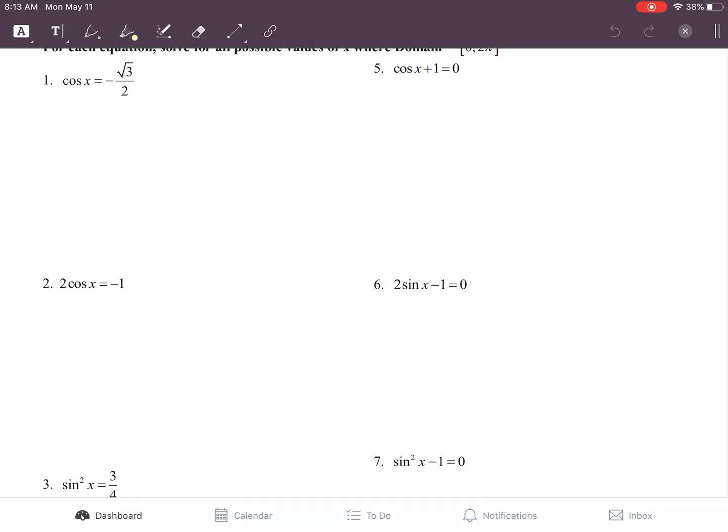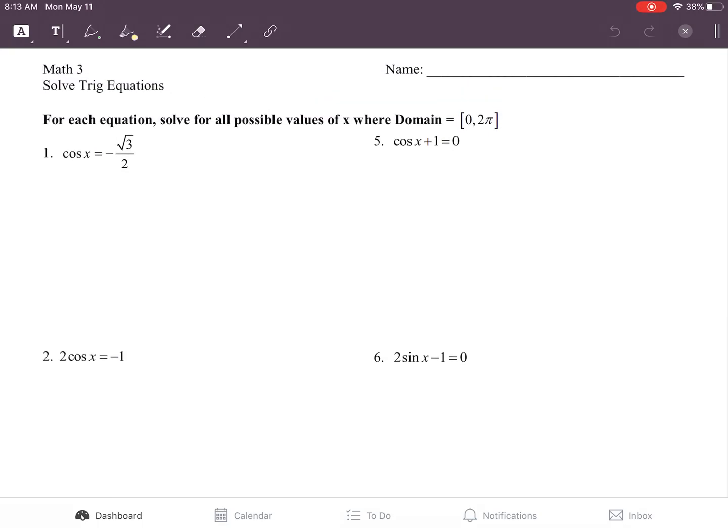So Math 3, this is basically the last new topic. We're going to be solving some trig equations. People always find this to be harder than it really is, so don't fret. It's actually pretty simple, okay? So what we're going to do is solve these equations that you're given.